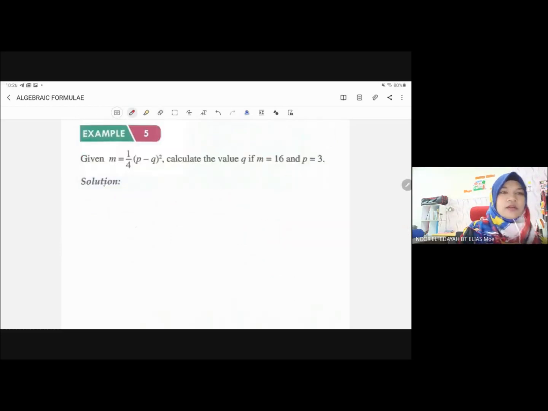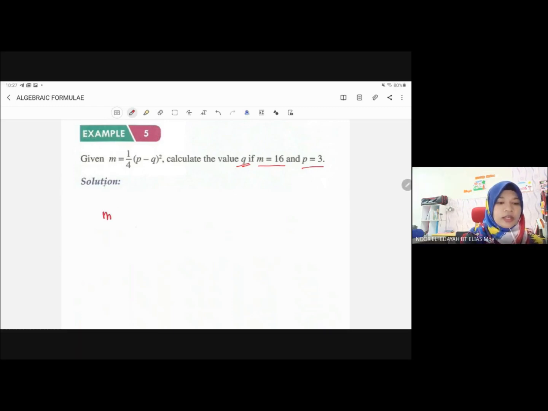Okay, now we look at example 5. Given M equals to 1 over 4 in bracket P minus Q squared, calculate the value Q, if M is equals to 16 and P equals to 3. Ada banyak cara yang awak boleh apply, ikut kefahaman awak, ikut balik apa yang awak tahu sebelum ni. Macam mana pun jalan kerja dia, pastikan gunakan konsep yang betul. Okay, cikgu tunjukkan salah satu cara lah.